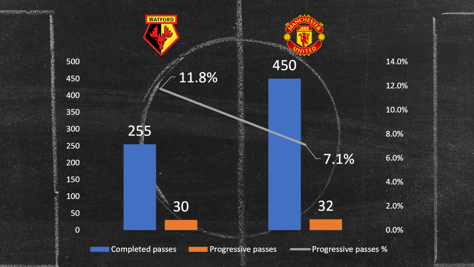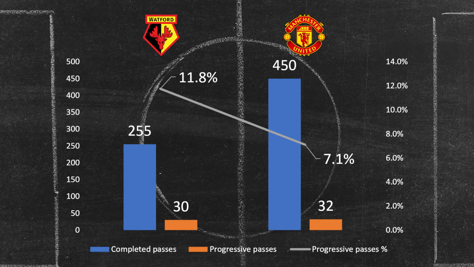We looked before at completed and progressive passes in the lead up to this match between Watford and Manchester United. Now we're going to look at the stats from the match itself. On the left hand side you can see that Watford completed 255 passes. On the right, Manchester United considerably more, 450 passes. Yet they only made 2 more progressive passes.